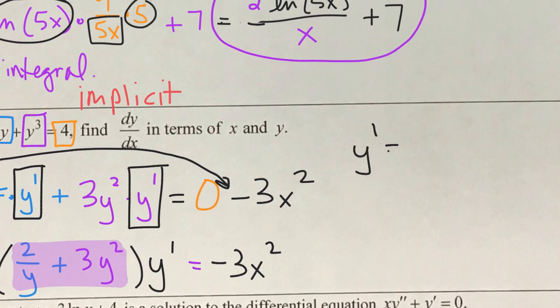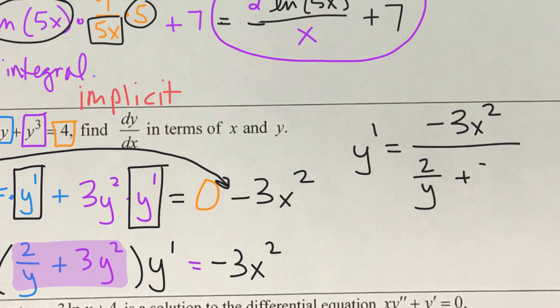So y prime equals negative 3x squared over 2 over y plus 3y squared. Okay, so we have our dy dx in terms of x and y. And we're done.